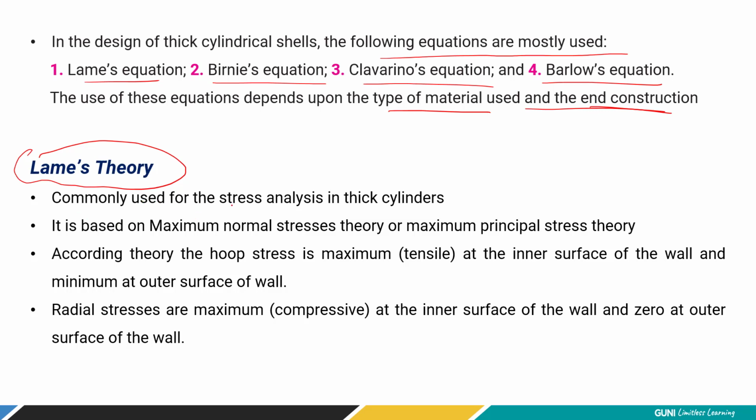Commonly, it is used for stress analysis in thick cylinders. So this is the application of Lame's theory. Basically, it helps us to derive the mathematical equation which correlates the internal pressure and the shell thickness. So it is specifically used for analysis of stresses in thick cylinders. It is based on the maximum normal stress theory and maximum principal stress theory. Now what exactly is this? If you recall our strength of materials knowledge, then you can understand it.